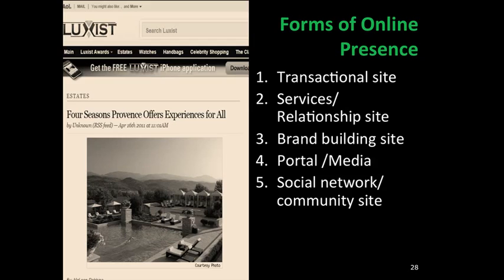So considering further the forms of online presence, there's very much a transactional site where services are sold. There's a service and relationship site, building what the brand is and what kind of service, and trying to make that conversation with the customer. The third is a brand building site. It's very much about showing the brand's history, where we're going, what we're trying to do.